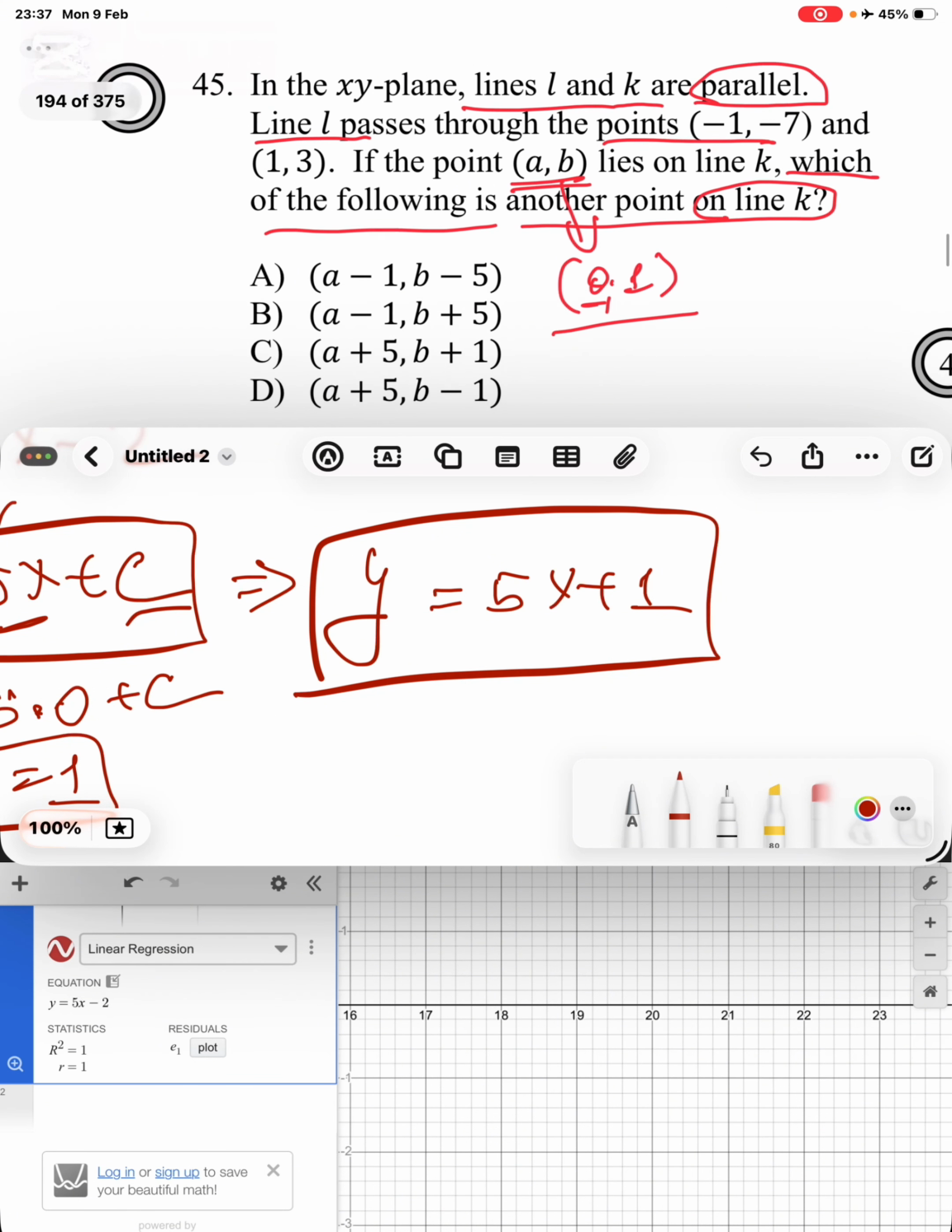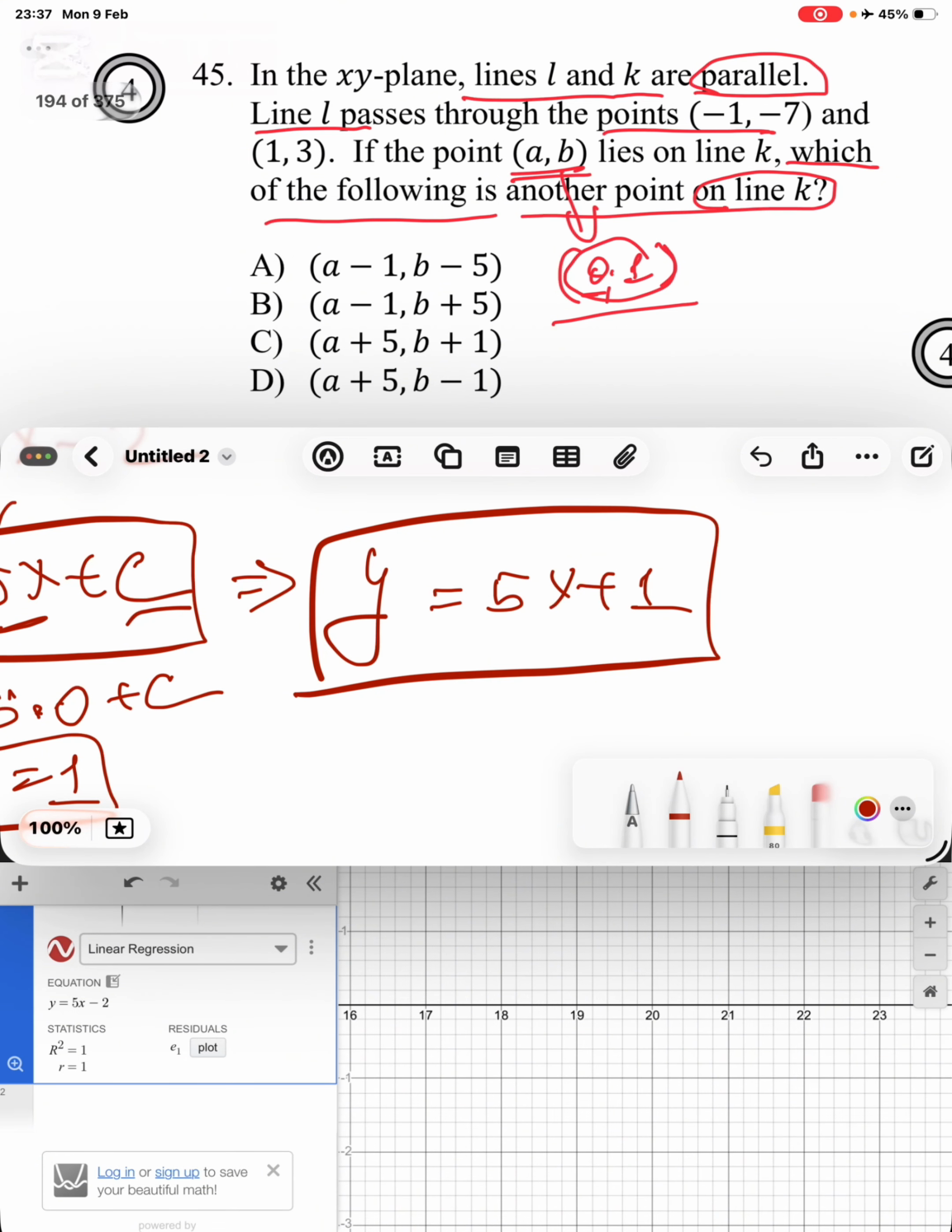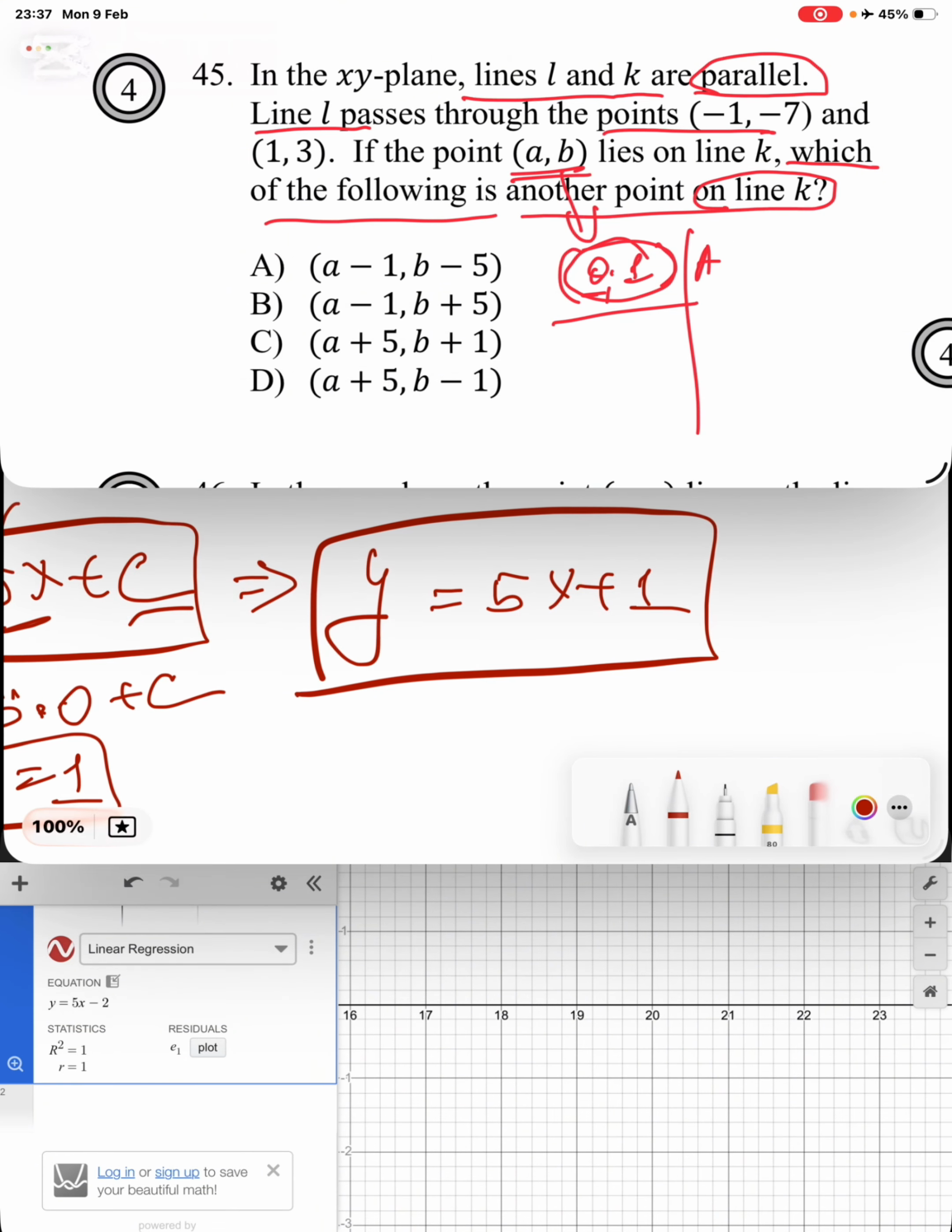It means you have to insert all the values 0 and 1 into the given expressions. So A, when you insert 0 here, it's going to be minus 1 and, what, minus 4. Is it right? Because I just inserted 1 here. Next one, also the same. B, minus 1 and 6. C is going to be 5 and 2. D is going to be 5 and 0.